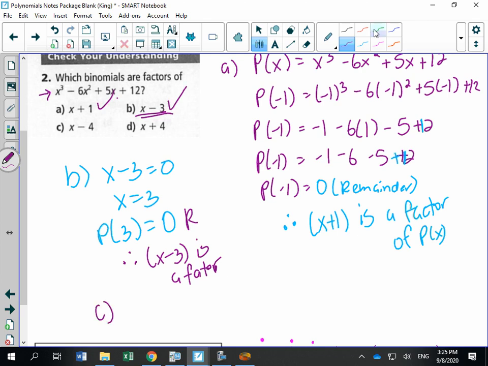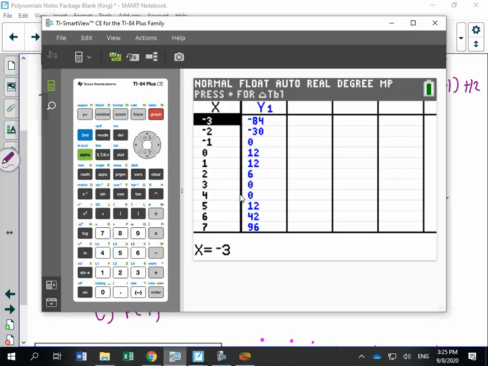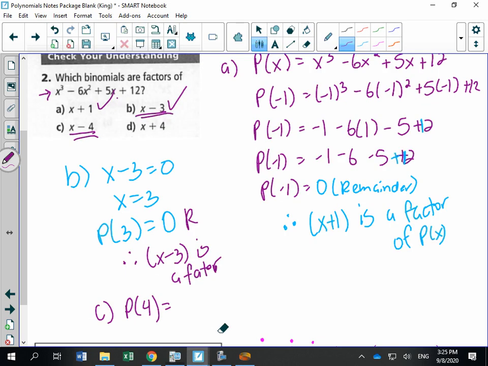Let's check C. X minus 4 is the binomial, so we're checking P of 4. What's the remainder when the input is 4? If I go to my calculator, P of 4 is 0. This is also a factor. So P of 4 is 0. That's the remainder. Therefore, the binomial x minus 4 is a factor. And then the last one, so that guy's a factor.